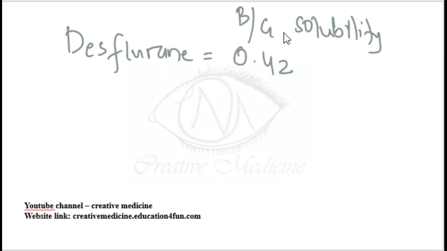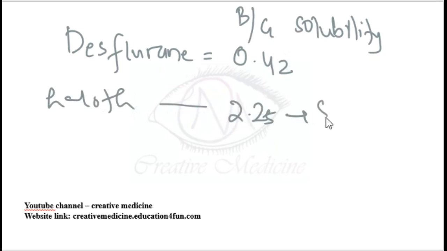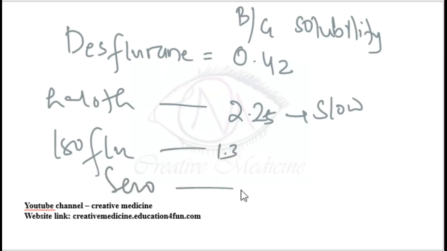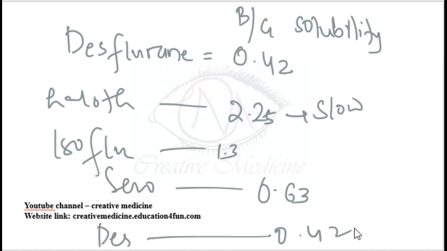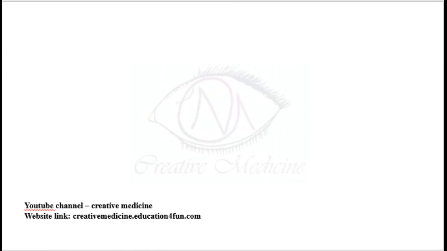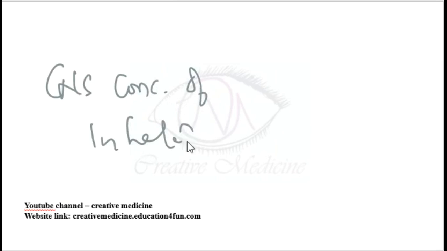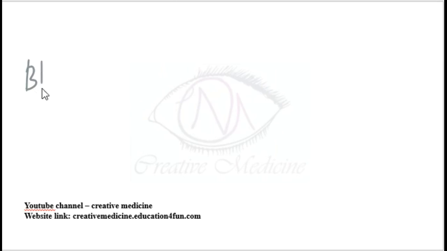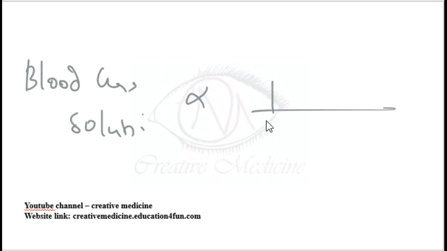The blood gas solubility for halothane is 2.25, so it has slow induction. For isoflurane it is 1.3, for sevoflurane it is 0.63, and for desflurane it is 0.42. So the CNS concentration of an inhalational agent is directly proportional to the alveolar concentration, and blood gas solubility is inversely proportional to the speed of induction.